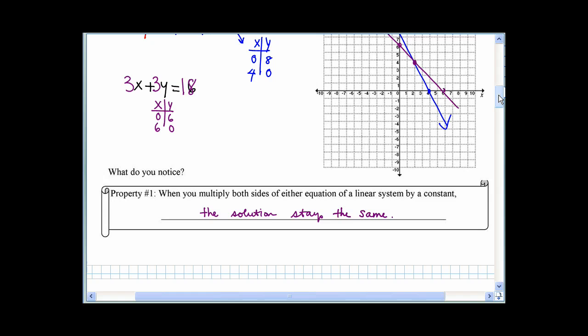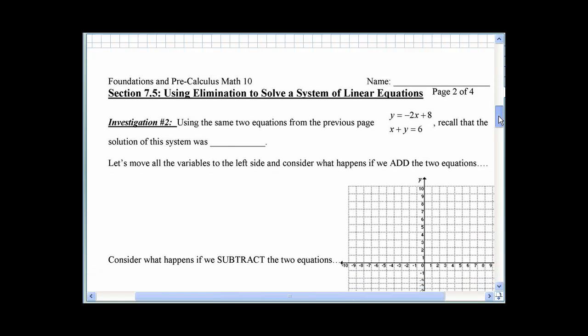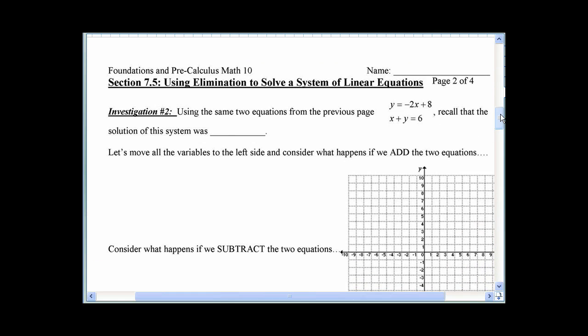Let's turn the page now and see what happens with investigation number 2. Same two equations, remember. Recall the solution once again is 2, 4. Now let's move all the variables to one side, and see what happens if we add the two equations. In this case, I'm going to move the negative 2x to the left side, so I get 2x plus y equals 8.